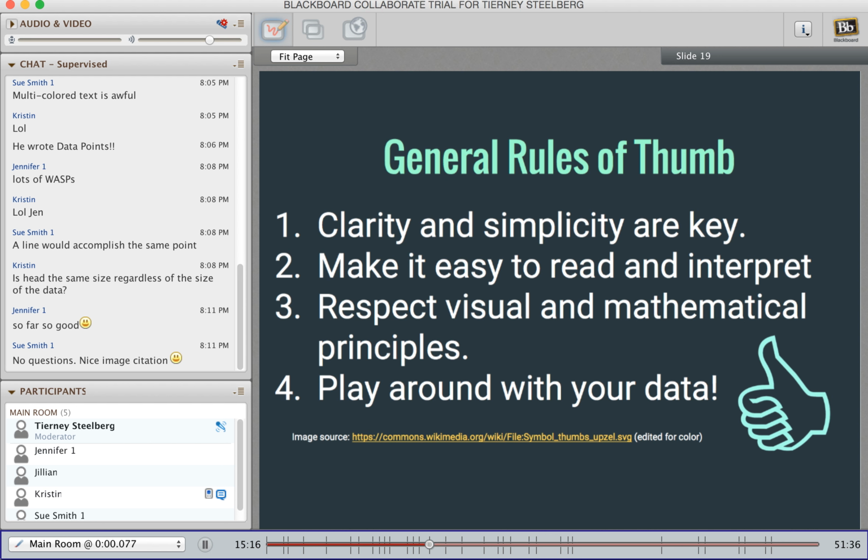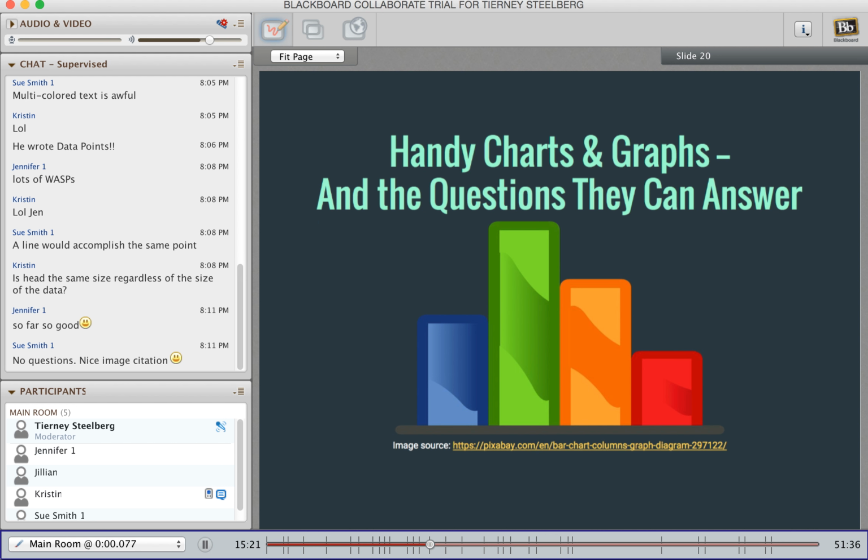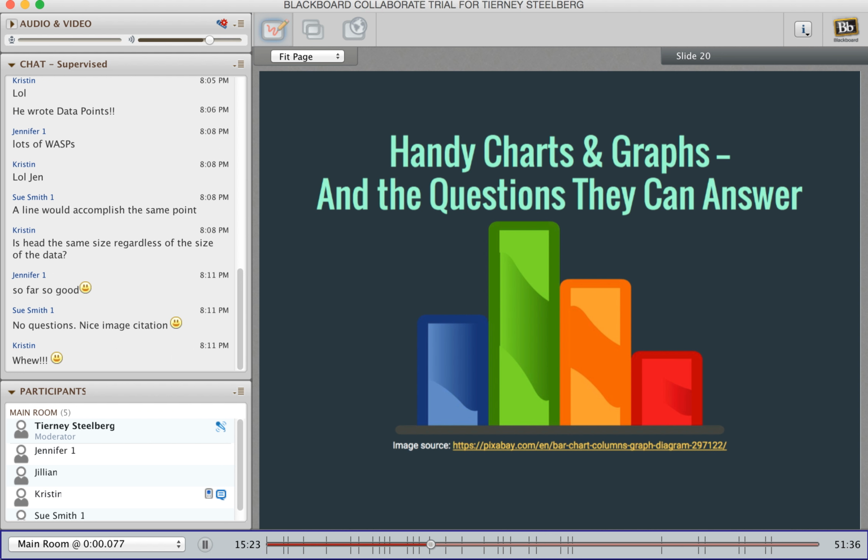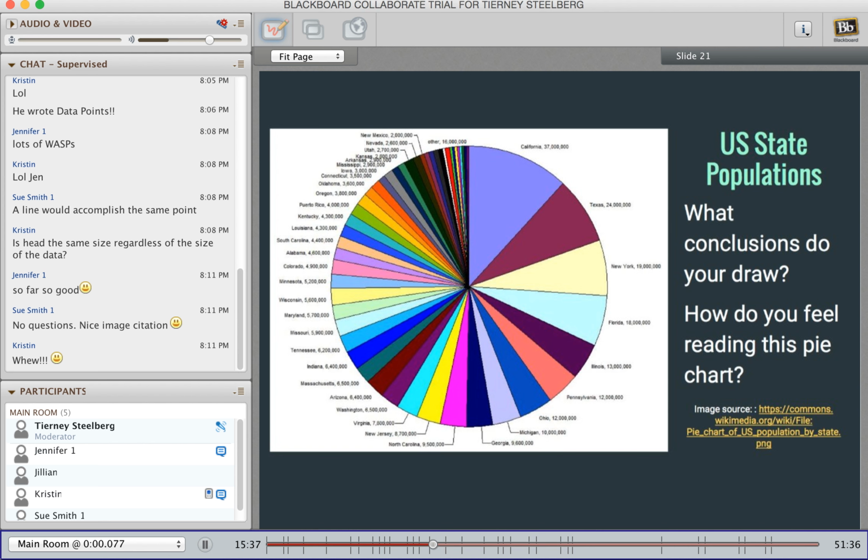All right. Let's move on to chart and graph types. So there's a variety of chart and graph types that are handy to have up your sleeve. Think about the kinds of questions that they can answer and how to make them as compelling and as legible as possible. We'll start with the perennial favorite, the pie chart.